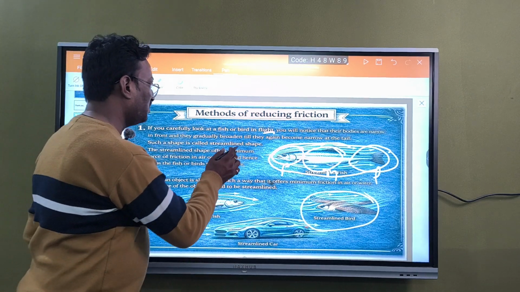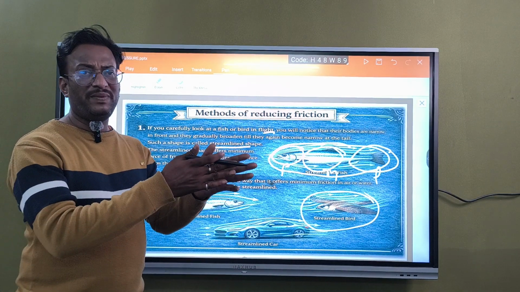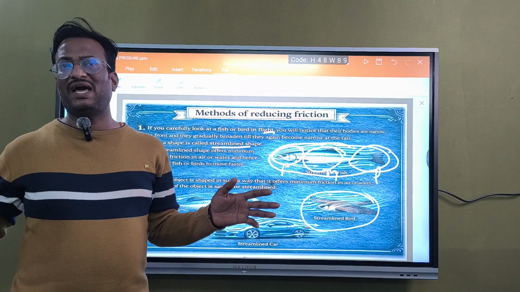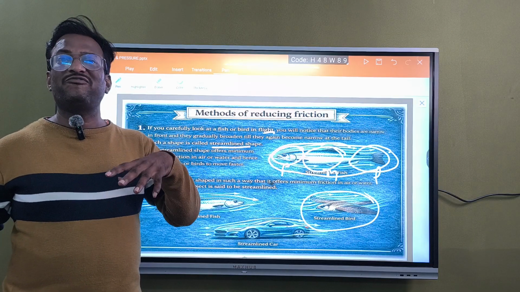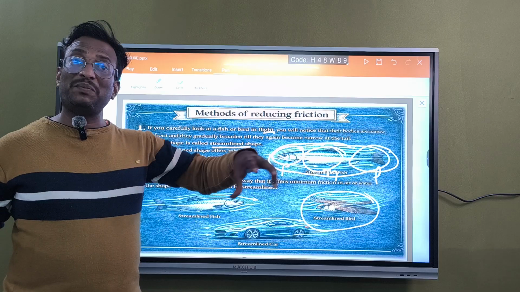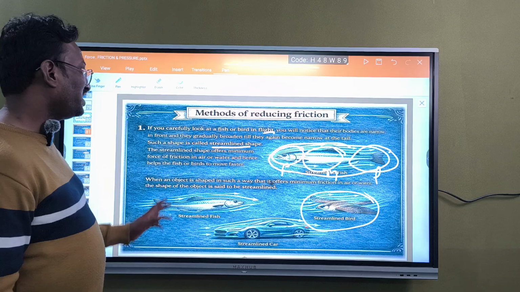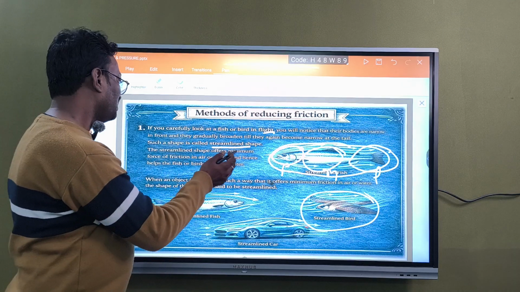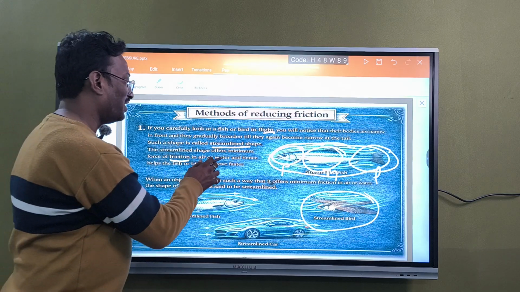Such a shape is called a streamlined shape. In this shape, the front part will be narrow and the back part will also be narrow. In between there will be a heavy part. Such a kind of shape we call a streamlined body. That is called a streamlined body. The streamlined shape offers minimum force of friction in air or water.